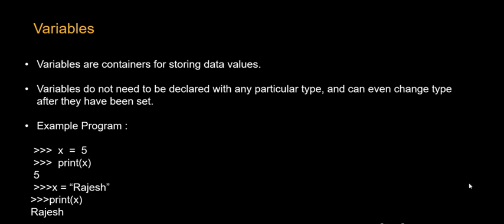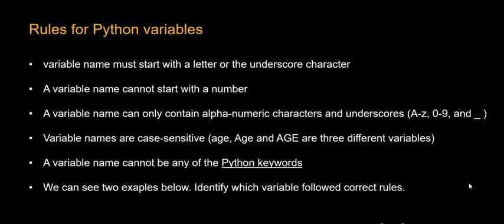First, a variable name must start with a letter or underscore character, and a variable name cannot start with a number. A variable name can contain only alphanumeric characters and underscores.